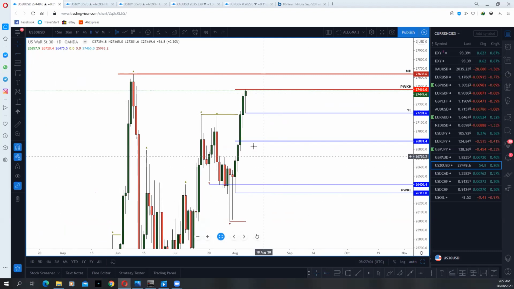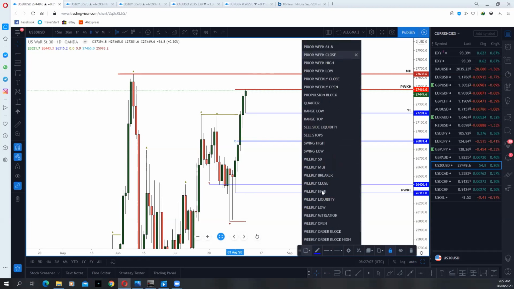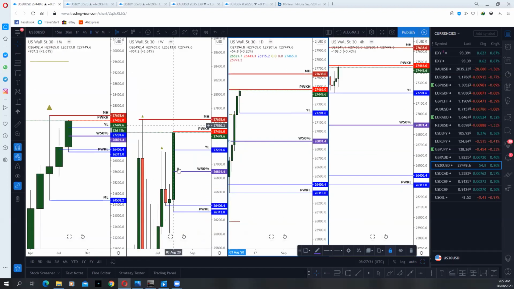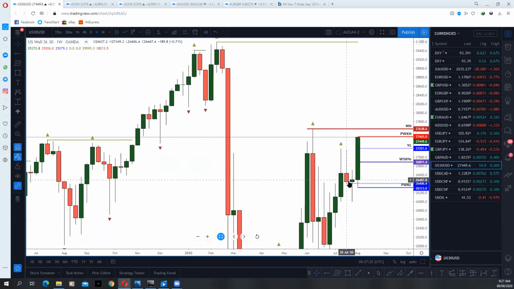You already have your weekly 50 here. This is your weekly 50. So if the price drops and holds above here, then you are looking to take it long. But there's a possibility that price may pull back before moving higher. So for now, this US 30 is bullish. This was the warning signal here. So first target is going to be here.